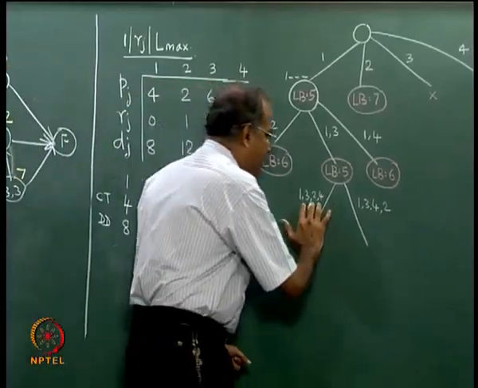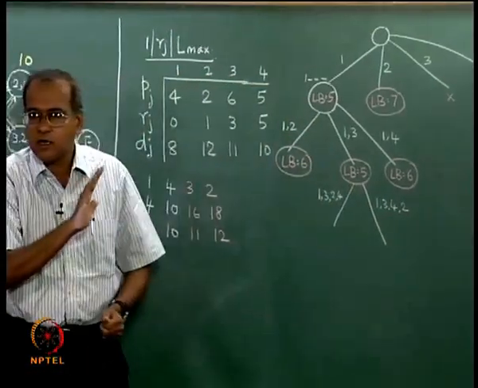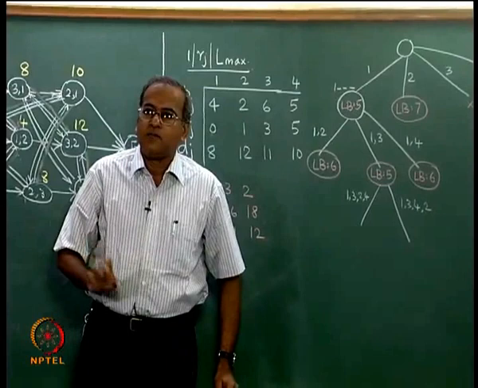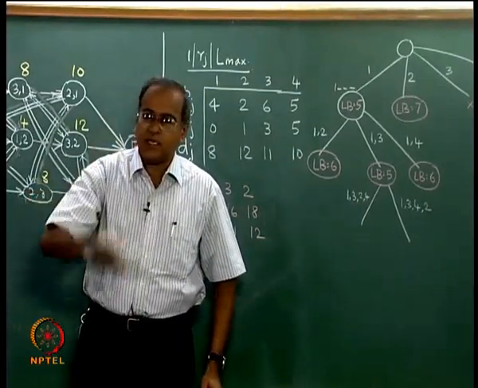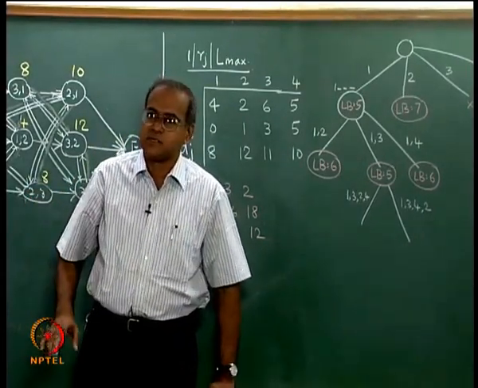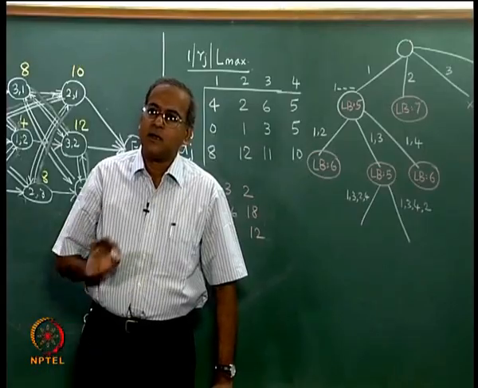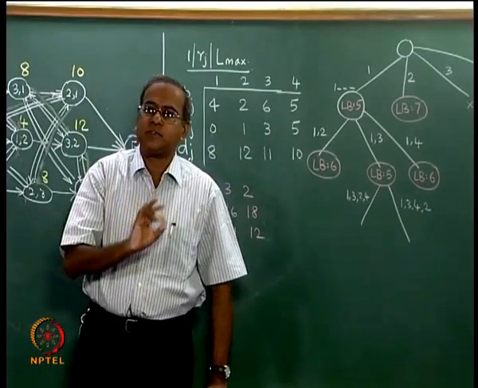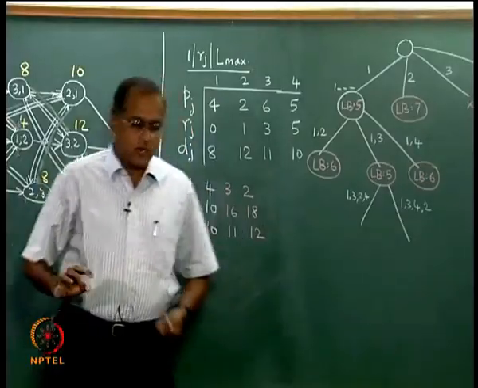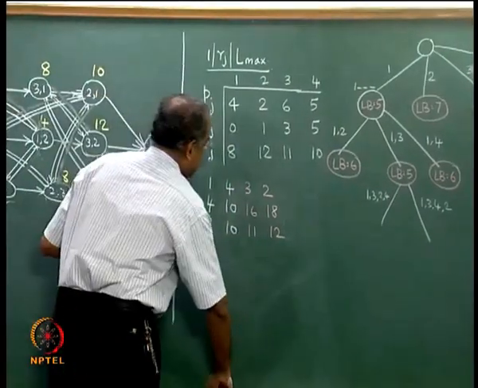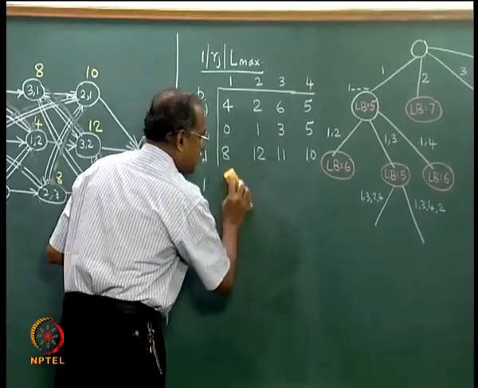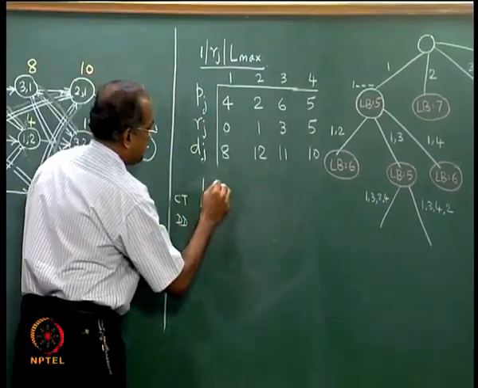Now remember these are full sequences. So we will not use the preemptive EDD rule. We will simply evaluate the L max for these 2 sequences, assuming that job preemption is not allowed. So let us evaluate L max for these 2 sequences. So the first sequence is 1 3 2 4.